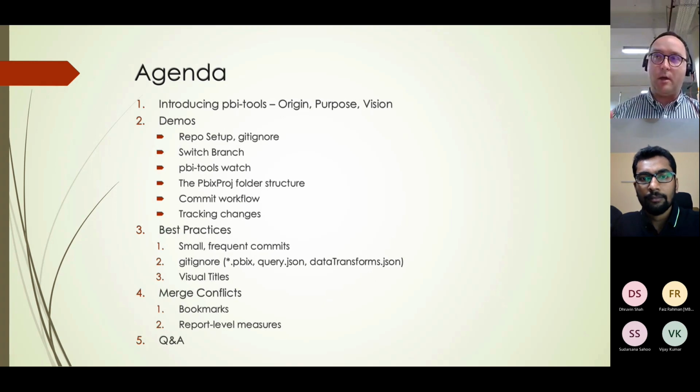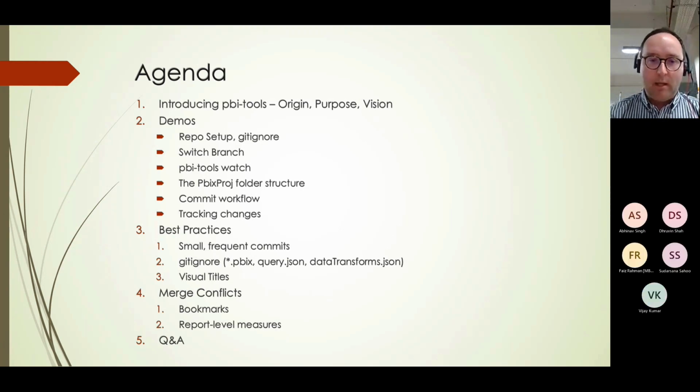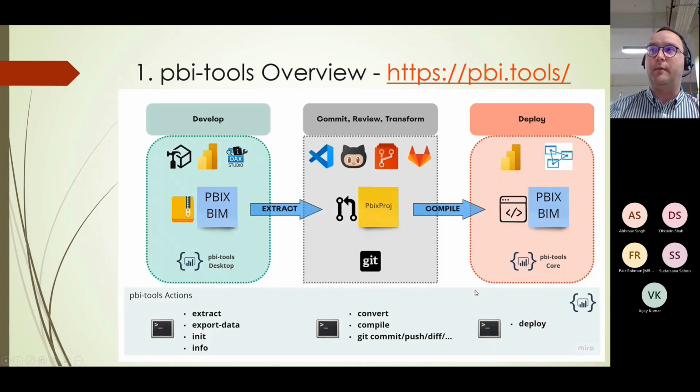So I'm gonna look at setting up a repository with reports in it. We're briefly talking about branching. We're then gonna look at the output of PBI tools. So basically, what do we get in our repository? Looking at committing and tracking changes. And I'm going to give a bunch of best practices as well. This is a good place to move to the next slide.